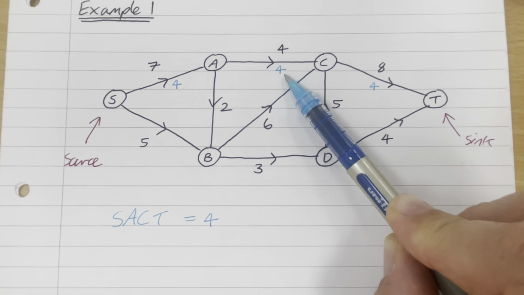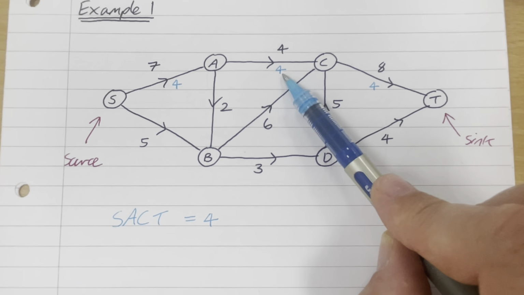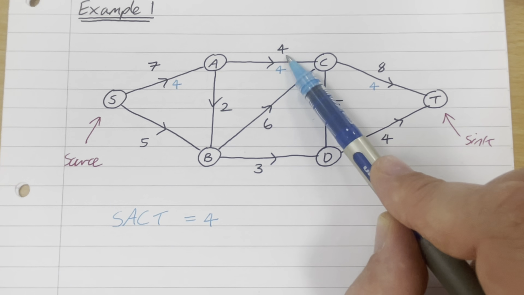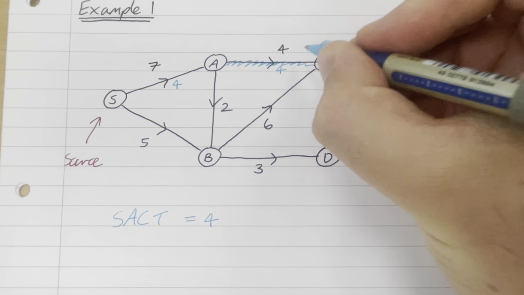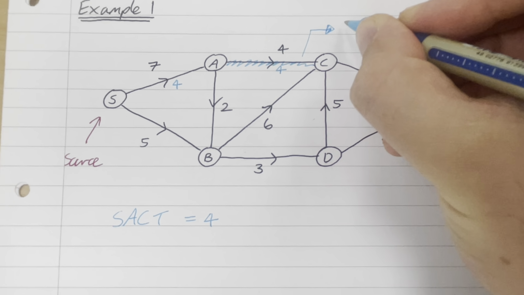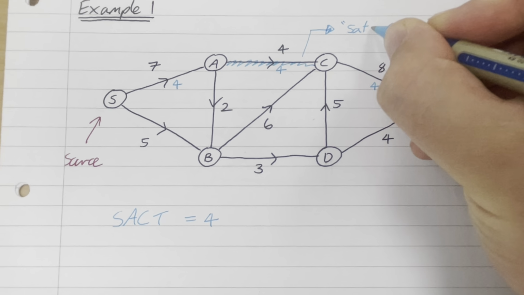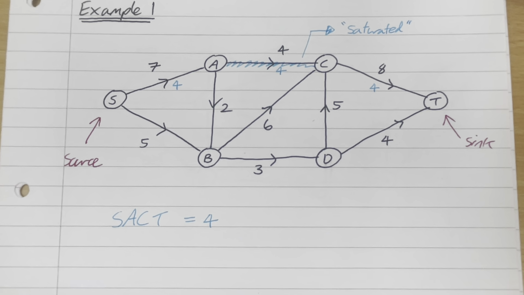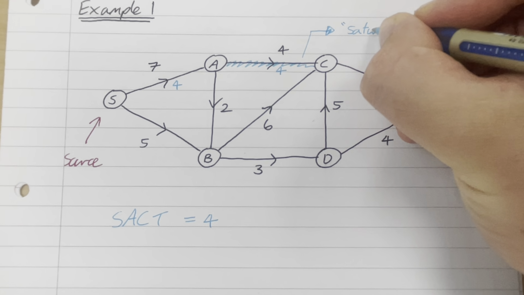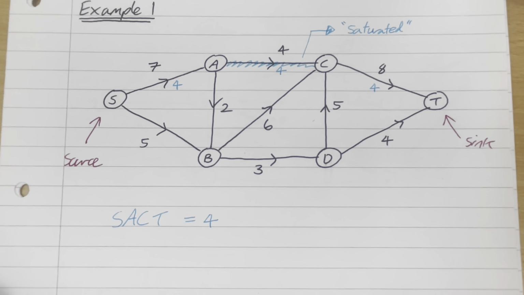When a pipe has reached its capacity, so in this case we've got a flow of 4 in a pipe which has a capacity of 4, I'm just going to shade it out and I'm going to say that this pipe is saturated. All that means is the flow through the pipe is equal to the capacity of the pipe. Okay, so I can't take any more. Saturated. Okay.